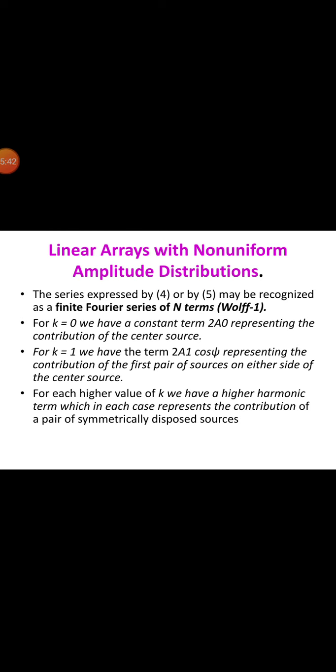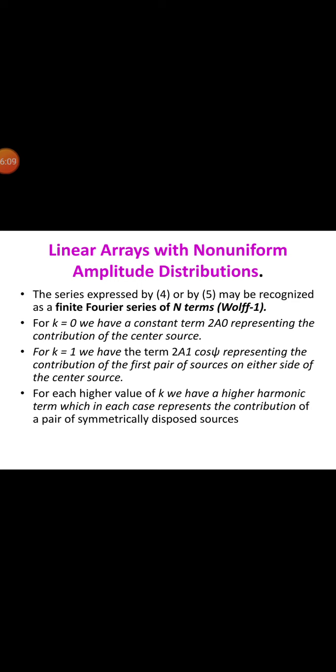The series expressed by this equation, that is the even and odd number Fourier series, may be recognized as a finite Fourier series of n terms. For k equal to 0, we have a constant term 2a0 representing the contribution of the center source. For k equal to 1, we have the term 2a1 cos psi representing the contribution of the first pair of sources on either side of the center source.